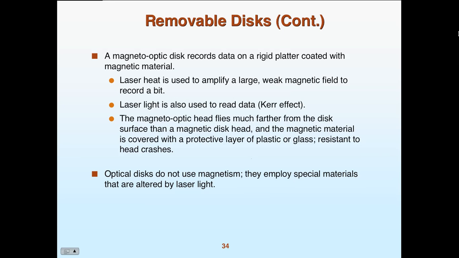Magneto-optic discs record data on a rigid platter coated with magnetic material. Laser heat is used to amplify large, weak magnetic fields recorded by laser light. Laser light is also used to read data. These are some of the experimentations. We don't even have laser discs anymore either. Remember the laser disc?